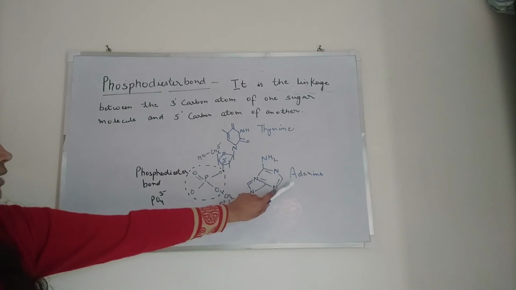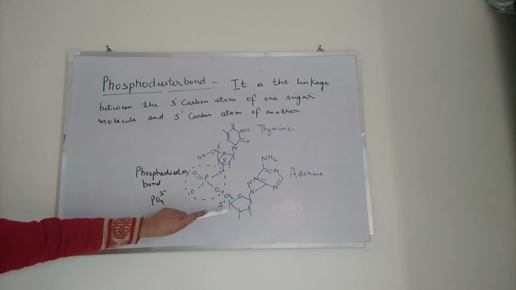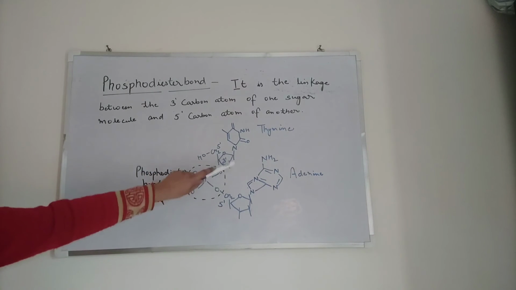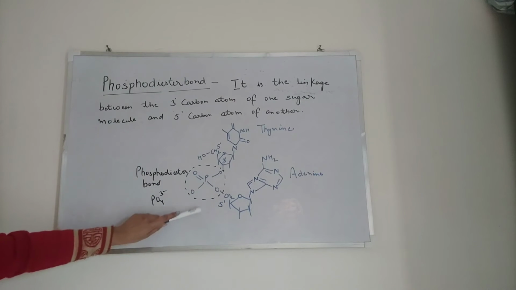Again, this is the nitrogenous base adenine. This is a ribose sugar, and this is the 5' carbon of the ribose sugar. Here between the 5' carbon and 3' carbon of two ribose sugars, there is a phosphate group which forms a phosphodiester bond.